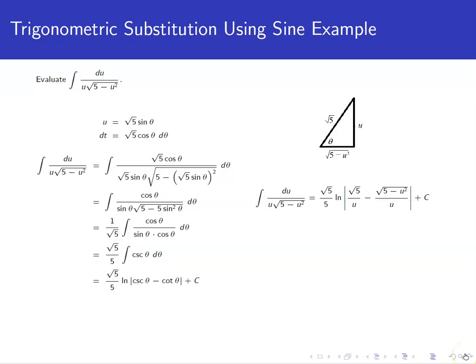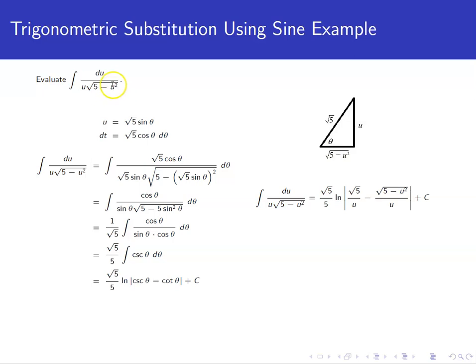In this video, we're going to look at evaluating an integral using trig substitution that involves the sine function. So we're being asked to evaluate the antiderivative of du over u times the square root of 5 minus u squared. So again, since we have constant minus variable squared, we should be looking at the sine function for our trig substitution. Of course, remember the trig identity we're trying to use is 1 minus sine squared theta.